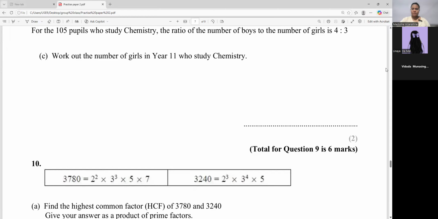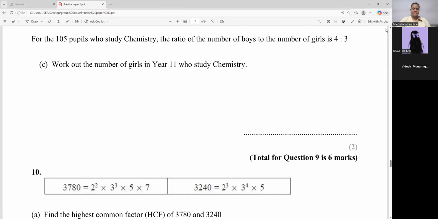Next part of the question. For the 105 pupils who study chemistry, the ratio of the number of boys to the number of girls is 4:3. Work out the number of girls in year 11 who study chemistry. So this ratio is also given for chemistry.